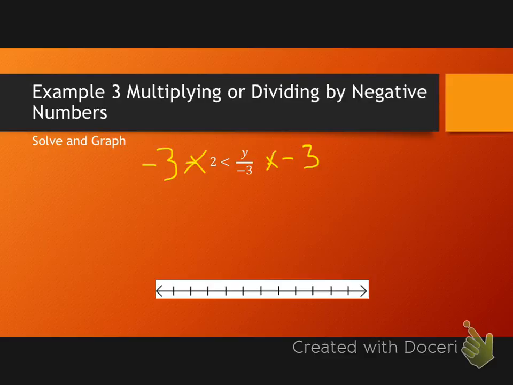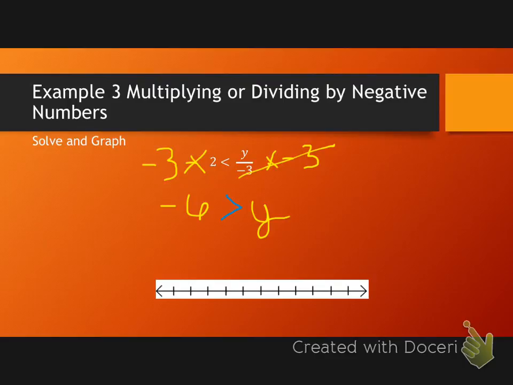Both sides. I get negative 6 here. The negative 3's will cancel out, and I have y on this side. But the part that you really need to make sure you remember is that this inequality sign, instead of being a less than, is going to become a greater than. So negative 6 is greater than y.